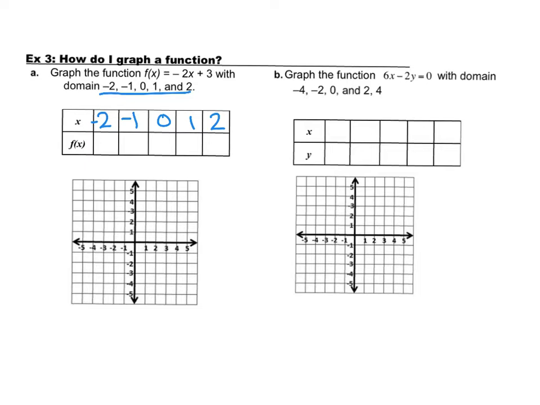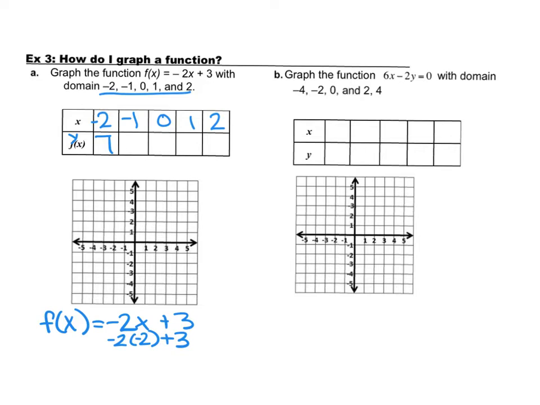And now then we have to solve for f of x. Again, we said that f of x is the same thing as our y. So we're going to take our equation and plug in these values. So I'm going to write f of x is equal to negative 2x plus 3. All right, so we're going to plug in our negative 2. So I'm going to have negative 2 times negative 2 plus 3. So negative 2 times negative 2 is positive 4, 4 plus 3. So when x is negative 2, our f of x or our y is going to be equal to 7.